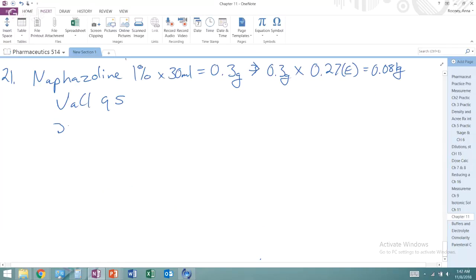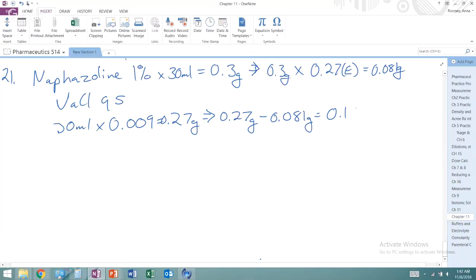And then we already know that 30 mL, and we already know this, but I'm going to write it out in case people have skipped ahead. And then minus 0.018 grams. And you find that you need 0.189 grams sodium chloride.